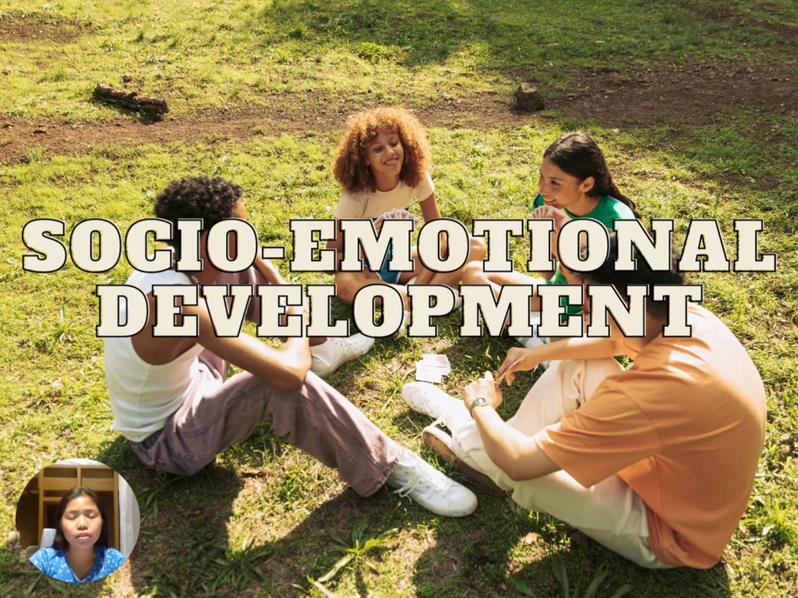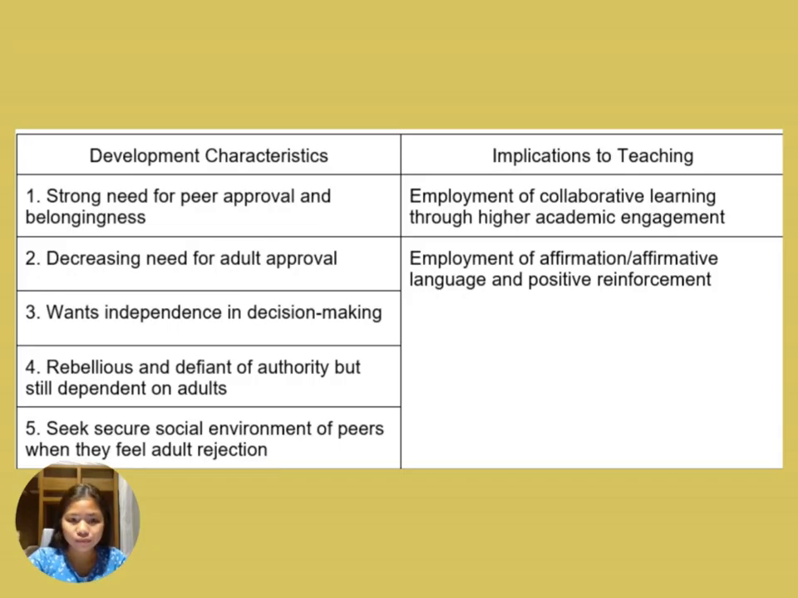Few days ago, Sir Torino gave us a task, and that is to cite the different characteristics of an adolescent present in the situation given to us, particularly socio-emotional development for our group. As we read the situation, we cited varieties of characteristics and came up with this. So as you can see, there are two columns. The first one is the developmental characteristics and the second is the implications to teaching. Let's start with number one.